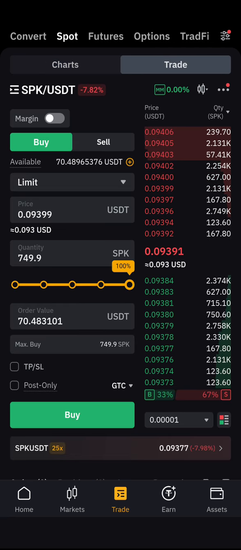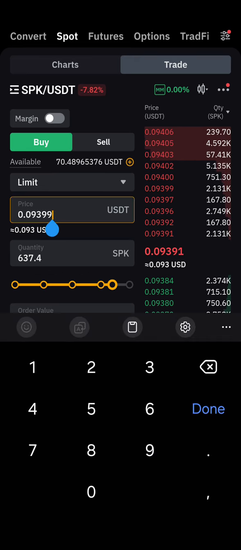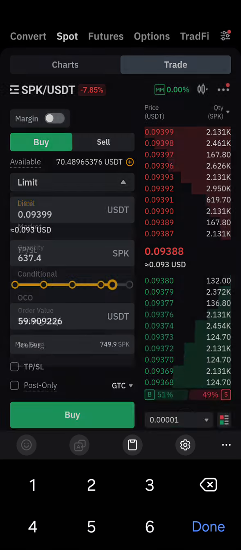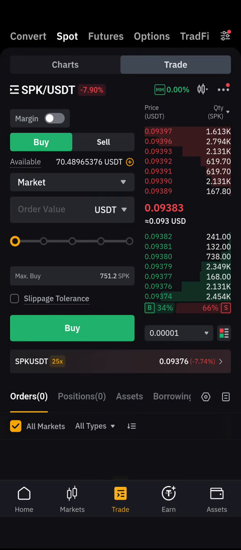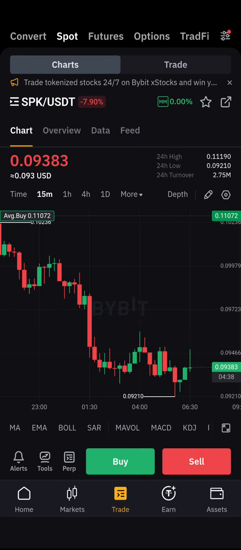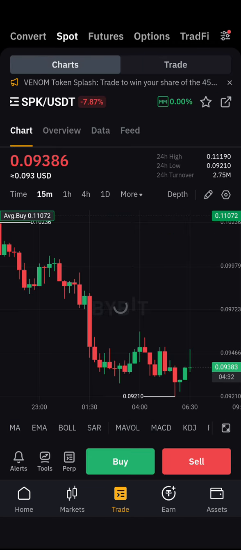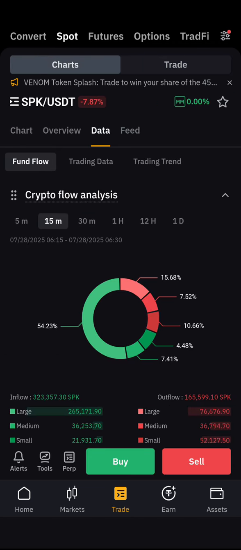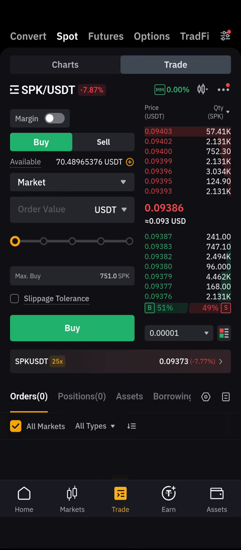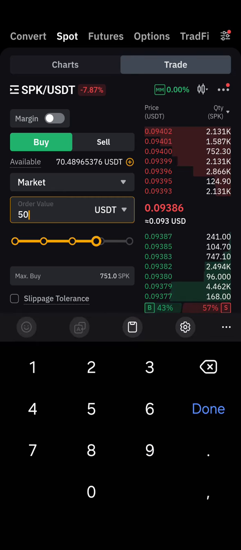I'm going to come to this place. I'll just use 50 USD. You can use more if you want to make more. So I'm going to use 50 USD to purchase this particular coin.